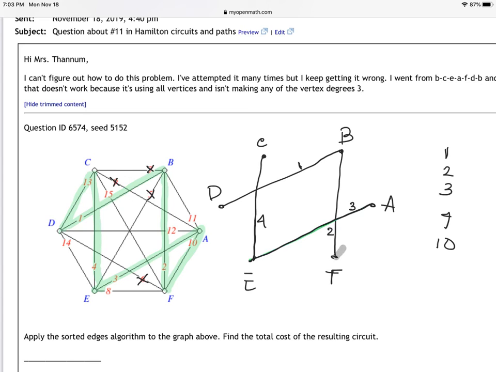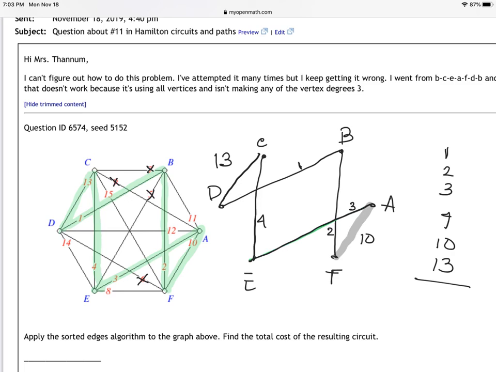Oops, I forgot to join up over here. That was 10. Also forgot to use my pen, sorry about that. Still on highlighter, and then that's my 13. So you add those up. It asked us to find the total cost of the resulting circuit, so you just add those there.